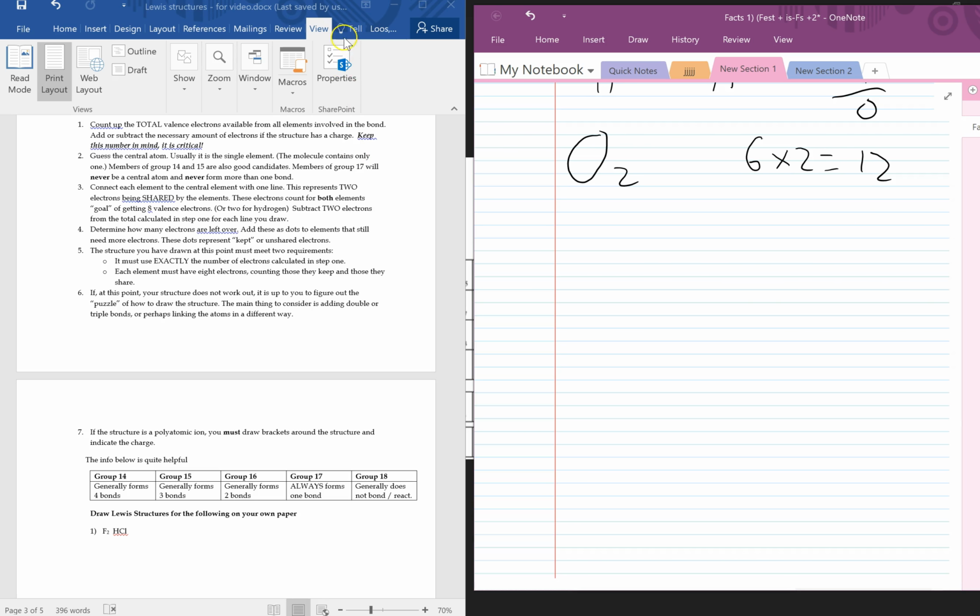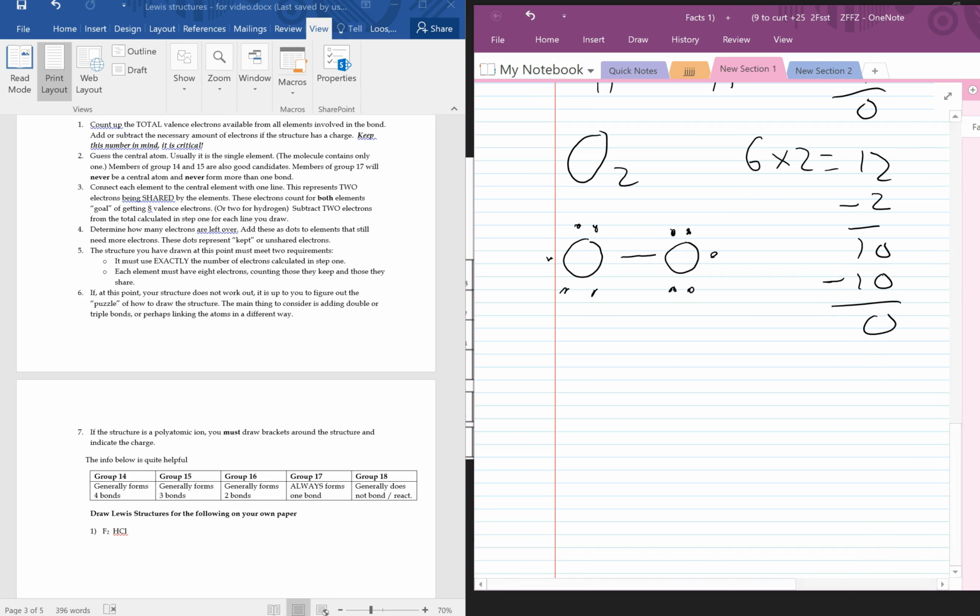So moving on to step 2, central atom. There's no central atom here. There's only 2 oxygens, so I'm just going to connect those, and I'm going to have 10 electrons left over. Okay, so now I've got 10 electrons, and you know what? Let's just split them up. Let's put 5 apiece. 1, 2, 3, 4, 5, and 1, 2, 3, 4, 5.